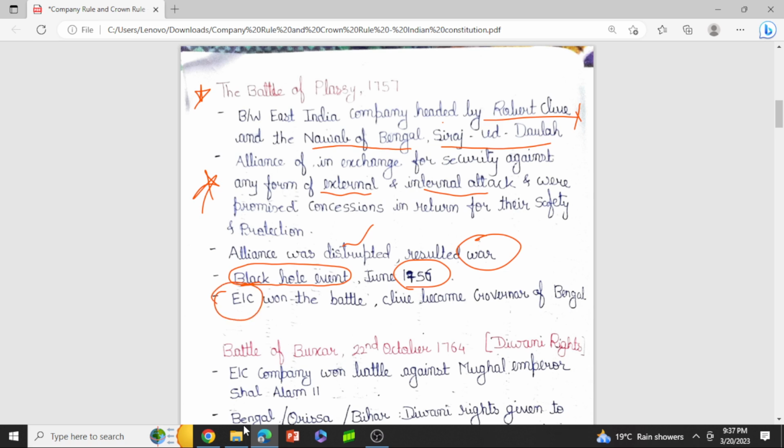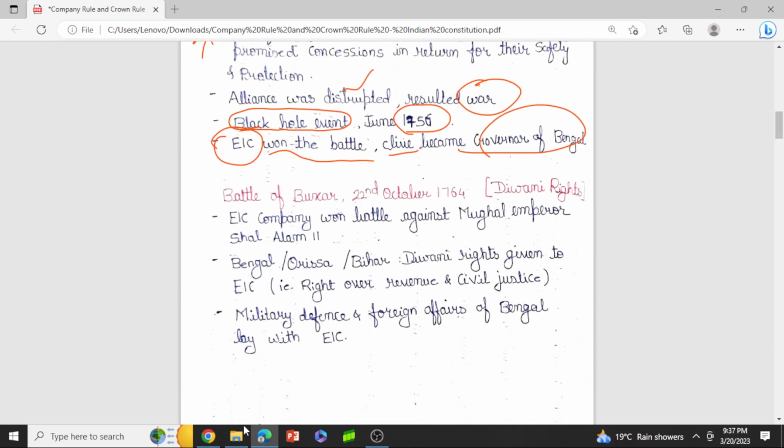However, East India Company won the battle and Clive became the first governor of Bengal. So here also Siraj-ud-Daulah, who was the Nawab of Bengal, was defeated. Then was the Battle of Buxar.